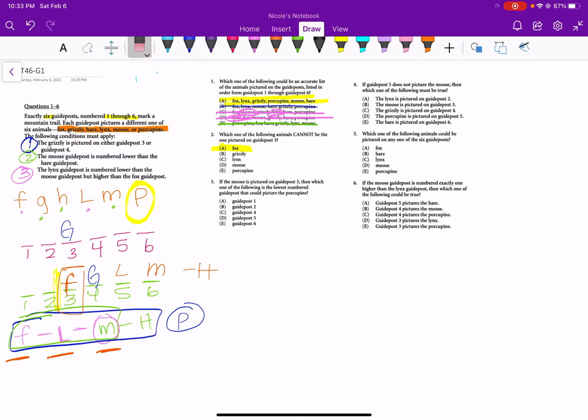If I were to check a wrong answer, I'll just pick a random one like M. Could M be 3rd? We're going to be looking at this second one here because we're putting M in 3rd. Yes, because we can have F and L ahead of it, and then after it could go H and P, and it doesn't matter in what order. See how this works? That's how you would check out an incorrect answer. If it would happen, you would just cross it off.